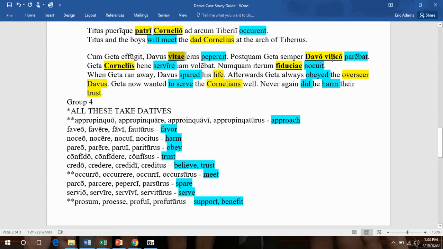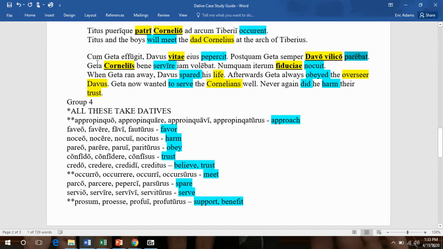Postquam Geta semper Davo vilico parebat. Afterwards, or after, Geta always obeyed. Pareo, parere, second conjugation. Do not confuse that with paro, parare, to prepare, a first conjugation with a long A. But here, parebat, always obeyed, always was obeying, Davus the overseer, in the dative case because it's the object of the special verb.